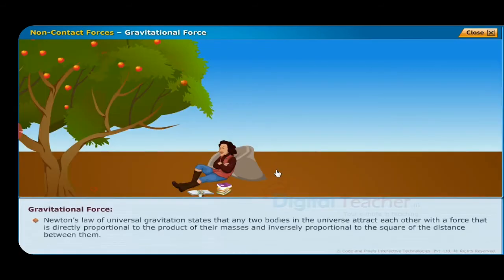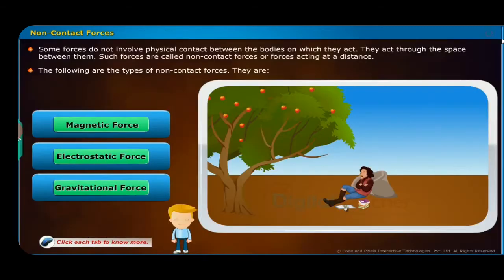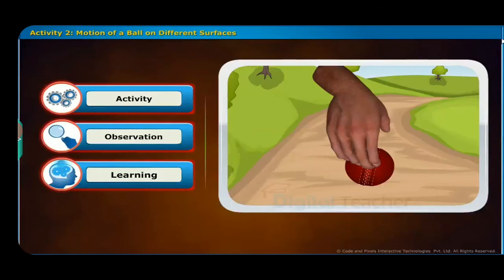Newton's law of universal gravitation states that any two bodies in the universe attract each other with a force that is directly proportional to the product of their masses and inversely proportional to the square of the distance between them. Now, let us perform an activity to observe the motion of a ball on different surfaces.